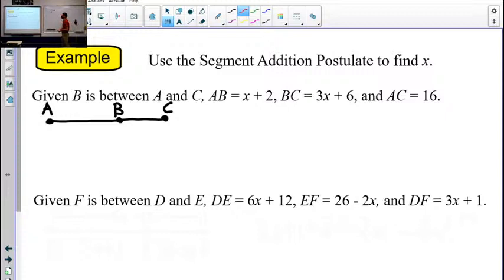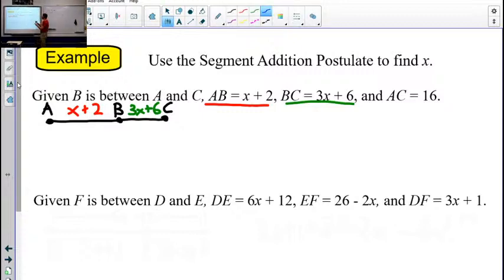And now we can label. A to B is x plus 2. So we're going to label A to B as x plus 2. A out to B. That's x plus 2. B to C is 3x plus 6. So there's B to C. I want to label it as 3x plus 6. Start at B, end at C. That's B to C.